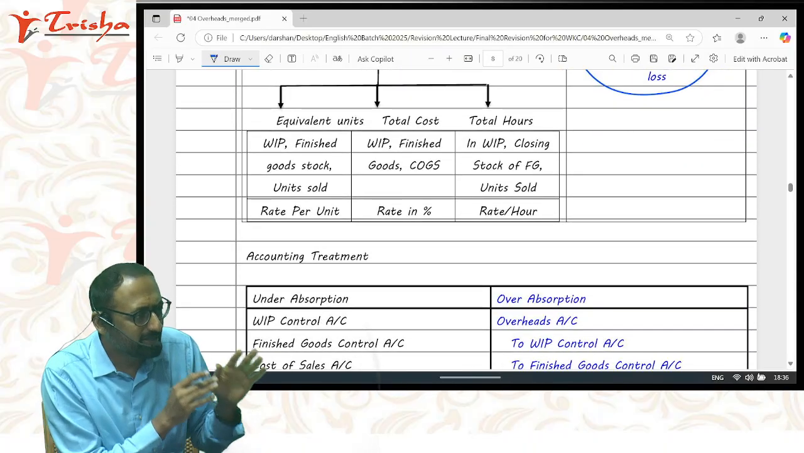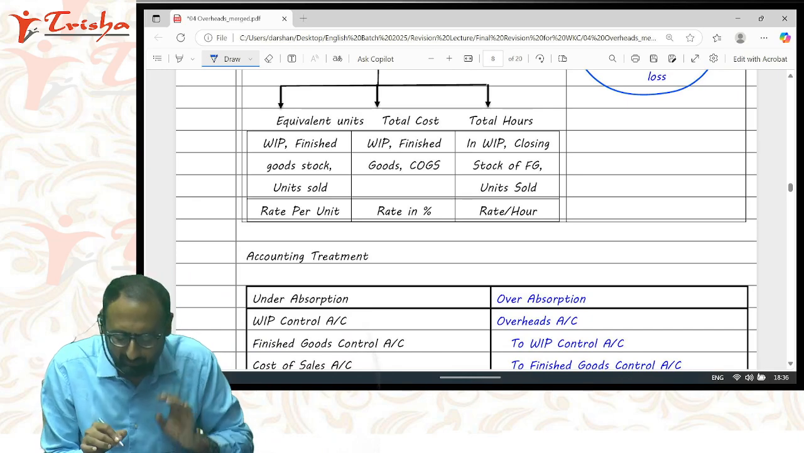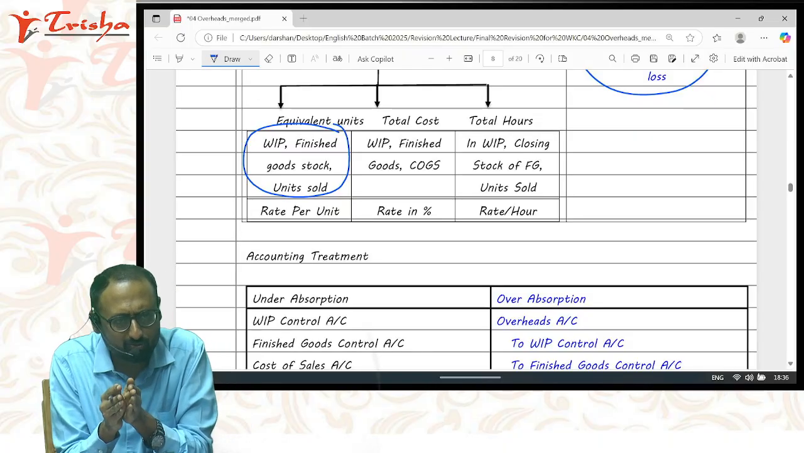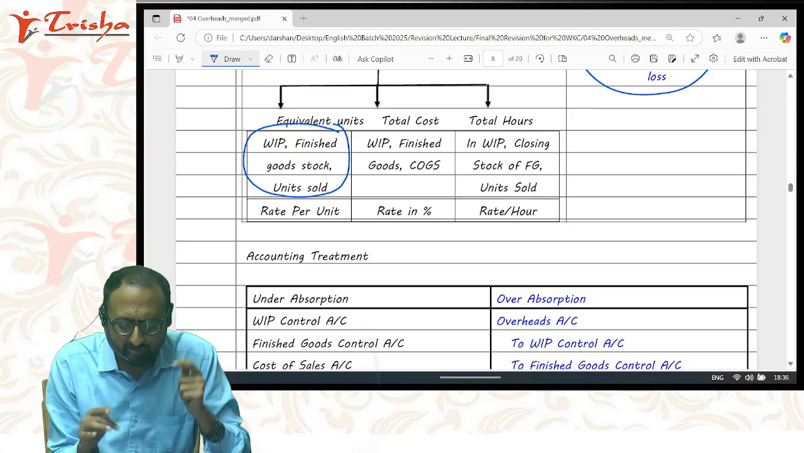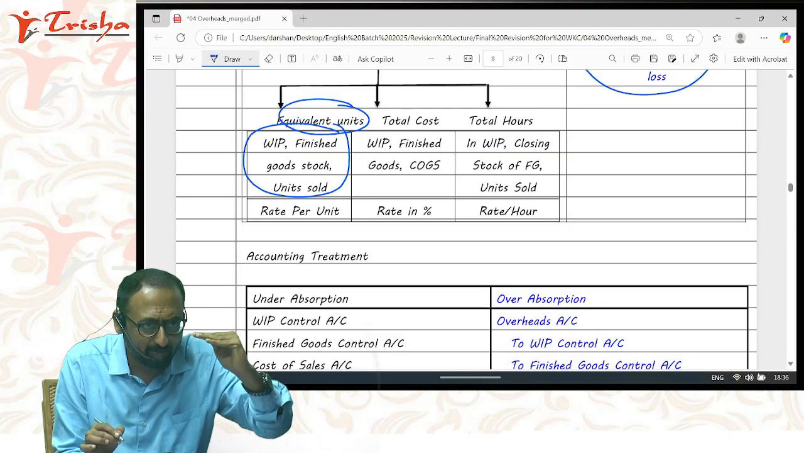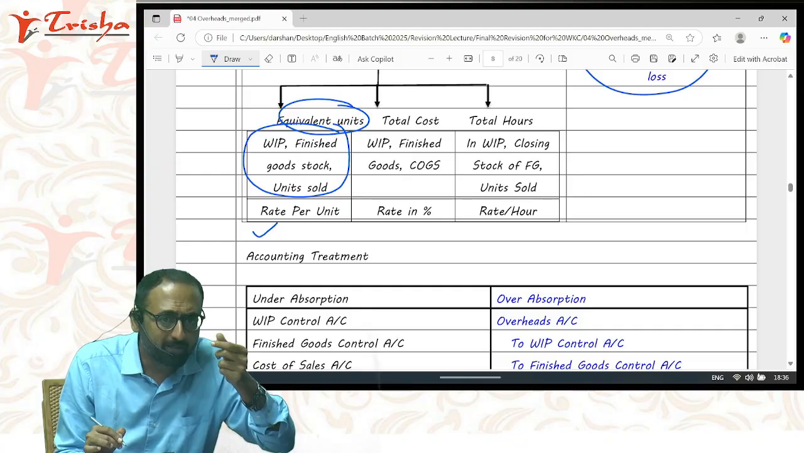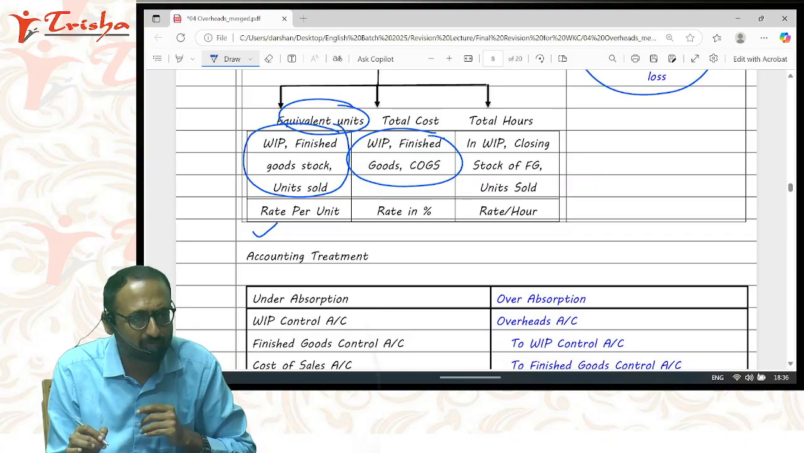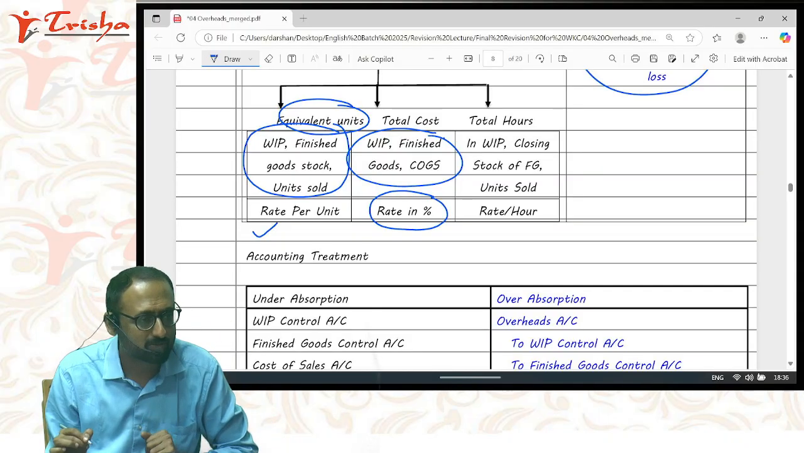Sir, the supplementary rate, I told you three supplementary rates. In the question, units information is given: units of WIP, units of finished goods stock, and units of sales quantity. In such a situation, under absorption divided by equivalent units gives the rate per unit. If rupee information is given, rupee of WIP, rupee of finished goods, and rupee of cost of goods sold, divided by total rupees, your rate will be in percentage.